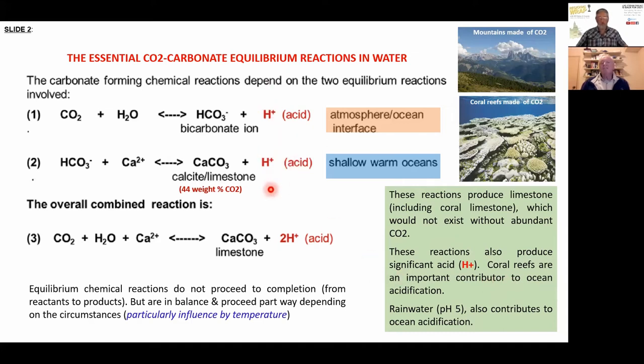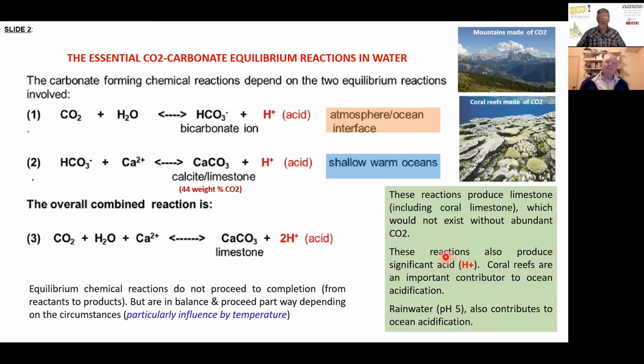Those hydrogen ions that are produced in the coral reef and limestone forming process lower the pH of the ocean. They introduce acid, hydrogen ions, into the ocean. So limestones, but particularly coral reefs, are contributing to ocean acidification, which is probably not known necessarily that widely. So we can see that there is a fair amount of acid being produced in this.